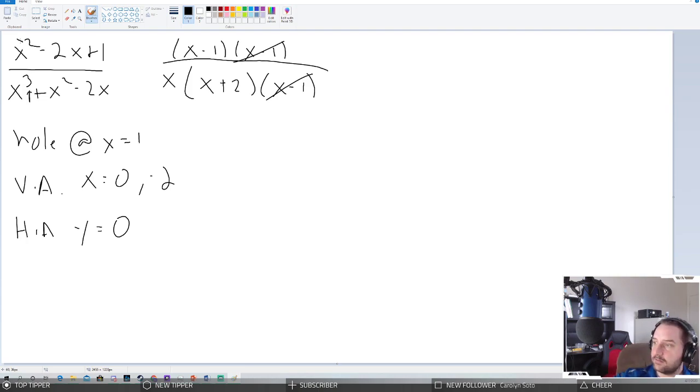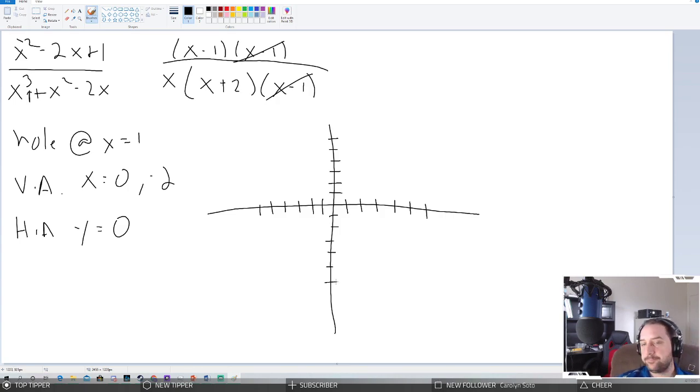So now graphing this, what I want to do is start labeling everything. I have a horizontal asymptote at y equals 0. I have a vertical asymptote at x equals 0 and at x equals negative 2.